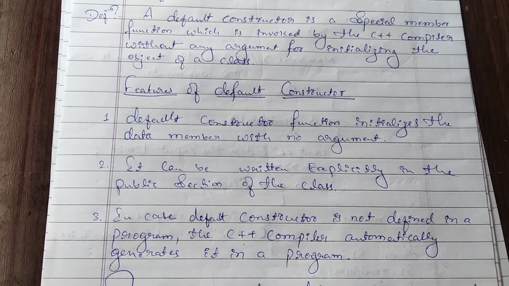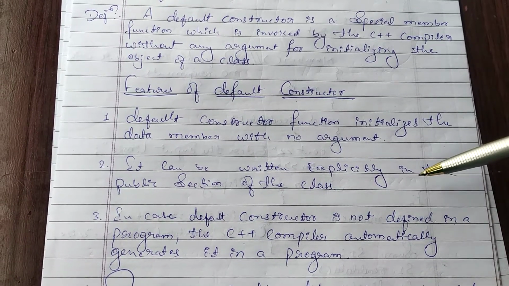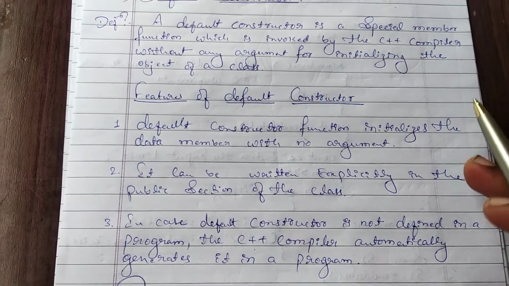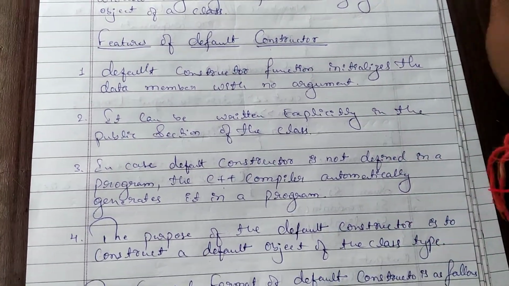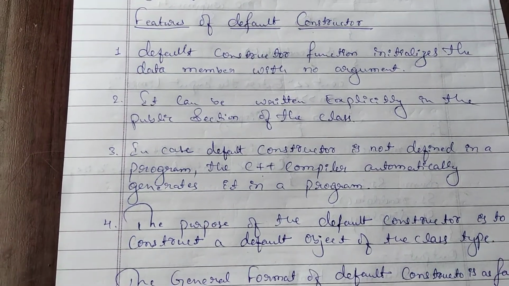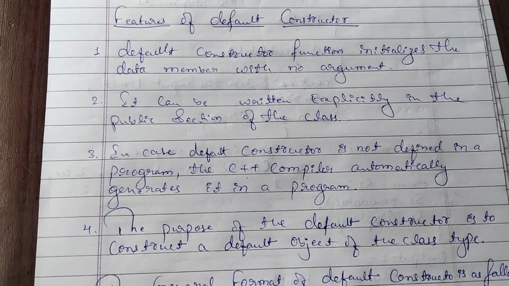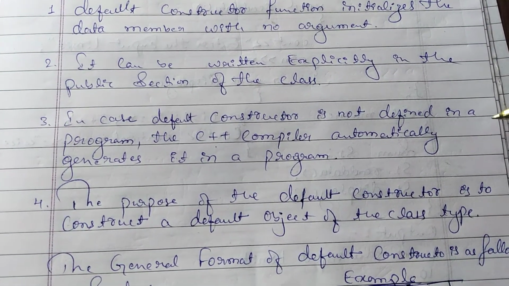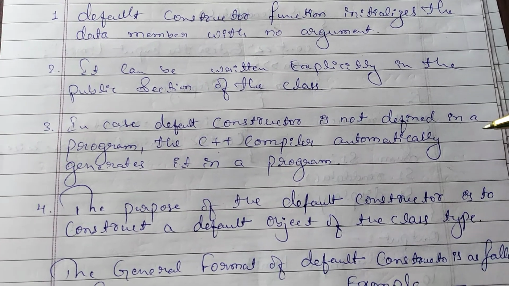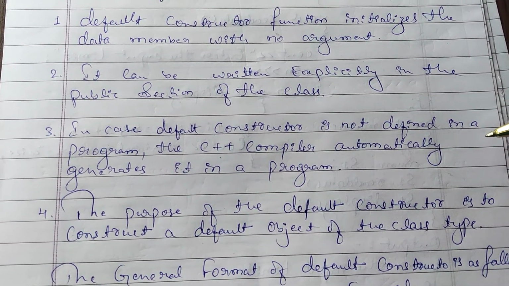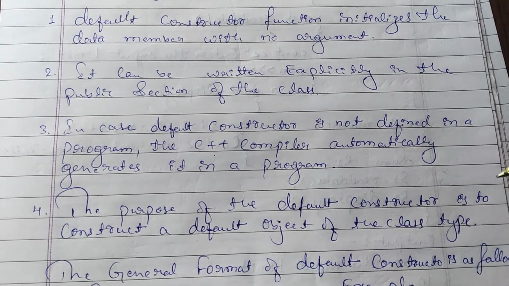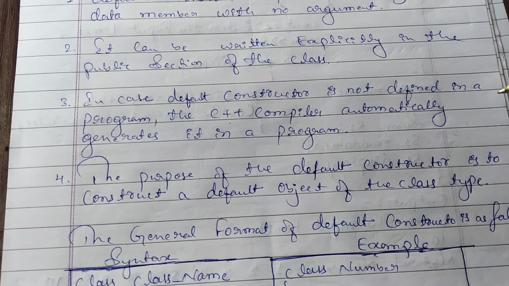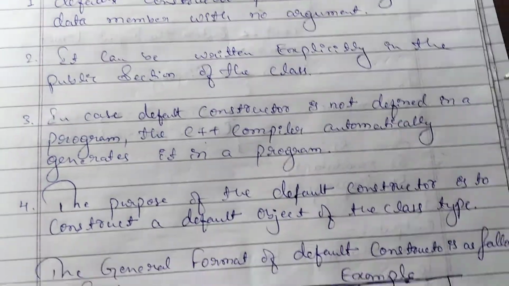there are no arguments. Second, it can be written explicitly in the public section of the class. The third one is, in case a default constructor is not designed in a program, the C++ compiler automatically generates it in the program.